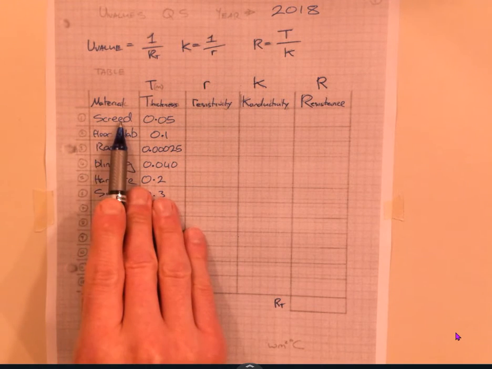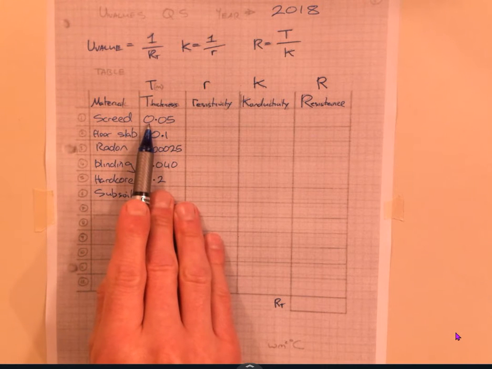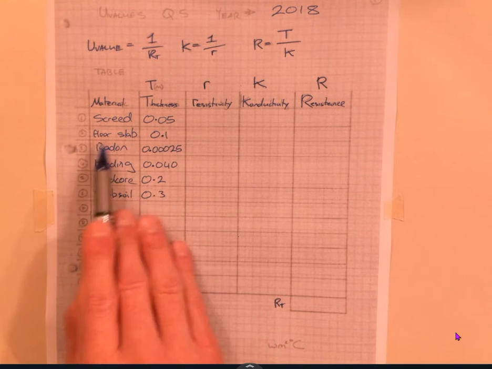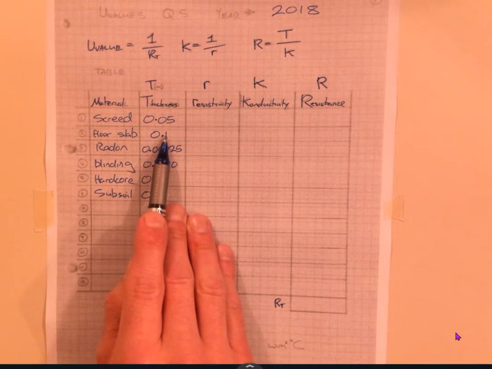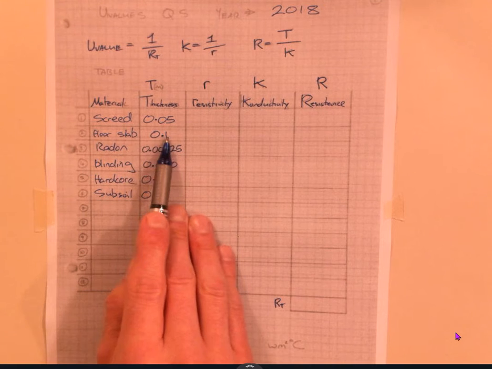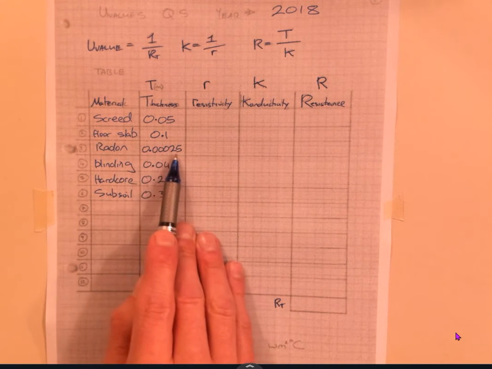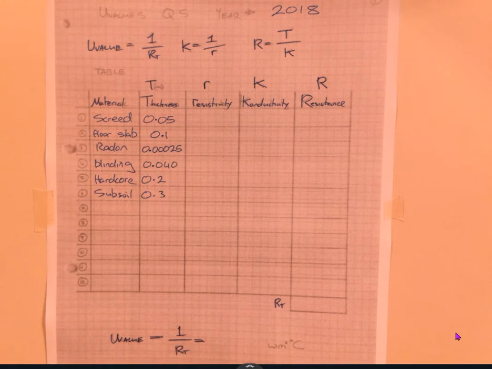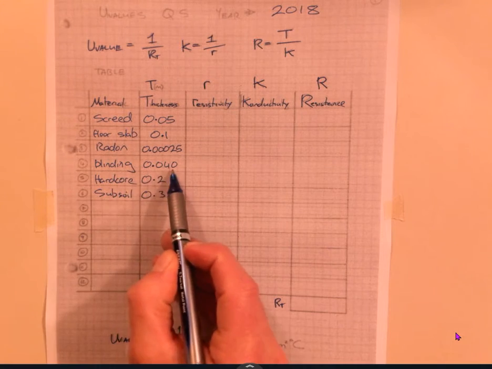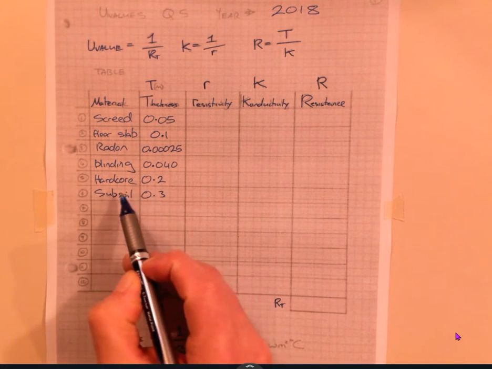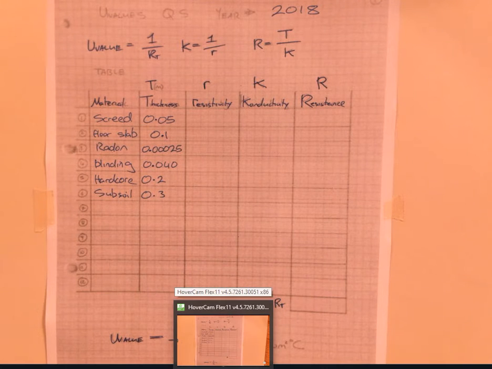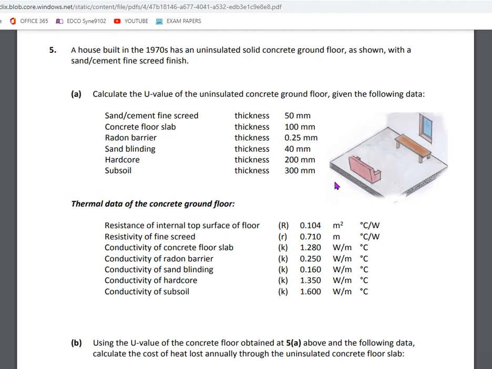So our floor screed has a thickness of 0.05. That was 50 millimeters divided by 1000. Floor slab was 100 millimeters thick divided by 1000, so 0.1. Radon is very, very thin. It was only a quarter of a millimeter to begin with, so it's 0.00025 when you divide that by 1000. Sand blinding 0.04, hardcore 0.2, and subsoil 0.3. So that is our values for the thicknesses put in to begin with. We've this table accounted for.